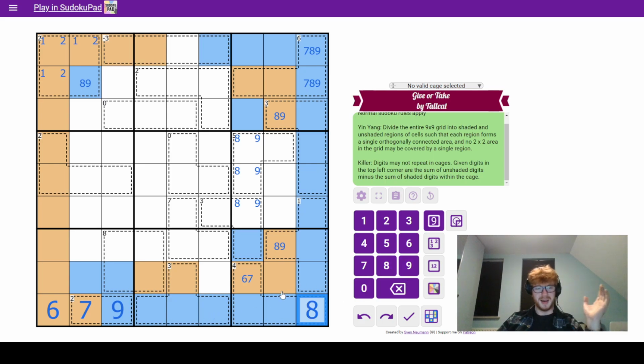Okay, that's the break-in for the puzzle. Interesting. Interesting. Now we have a lot of information suddenly.